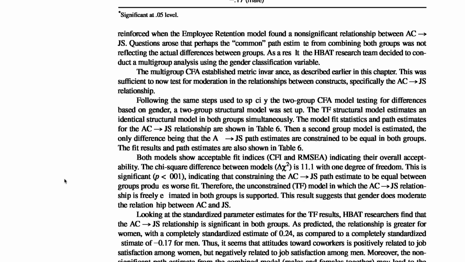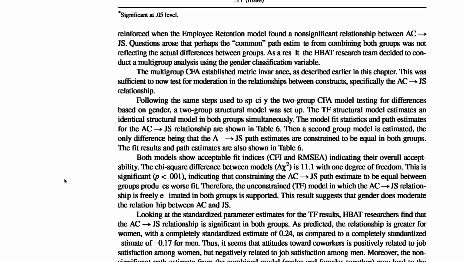Multi-group confirmatory factor analysis established metric invariance, as described earlier in this chapter. This was sufficient to now test for the moderating effect in the relationship between the constructs, specifically the AC to JS relationship. Following the same steps used to specify the two-group confirmatory factor analysis model testing for differences based on gender, a two-group structural model was set up. The structural model estimates an identical structural model in both groups simultaneously. The model fits statistically and the path estimates for the AC-JS relationship are shown in Table 6.